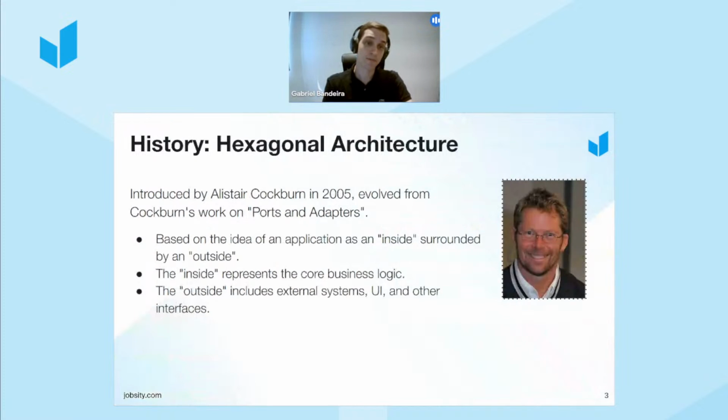So let's go. Basically, the history of hexagonal architecture starts with Alistair Cockburn in 2005. He basically evolved it from a work called ports and adapters. The main idea of hexagonal architecture is an inside, surrounded by an outside. The inside represents our business logic, and the outside represents things like external systems, UI, and other interfaces.